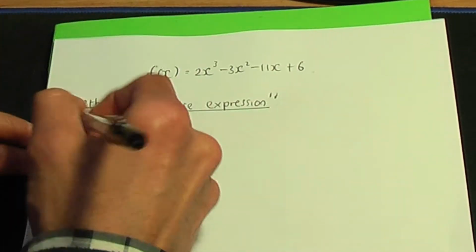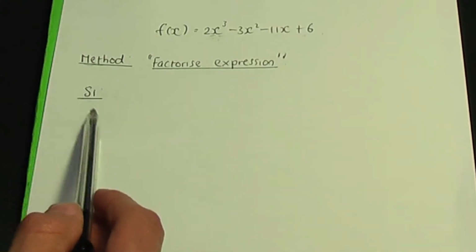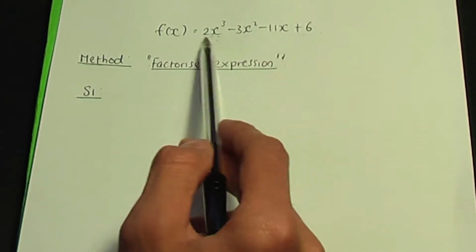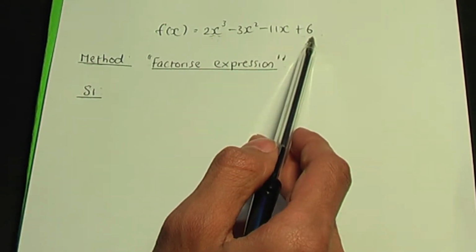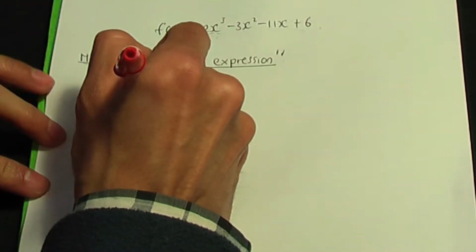So let me break down the method in the form of steps. Here is step number 1. In step number 1, we need to use the factor theorem to find a factor of our polynomial f of x. Remember the idea of the factor theorem.